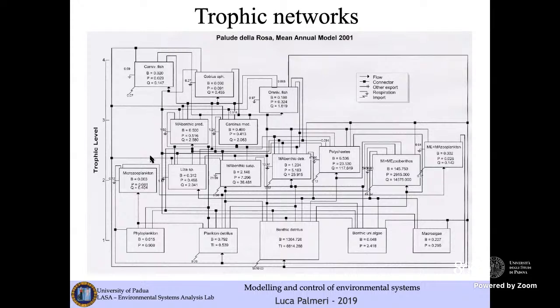And the displacement along the vertical of these boxes also gives information on the trophic levels of the various organisms participating in the trophic network. In particular, we start from the lowest trophic levels, that of phytoplankton or planktonic detritus or benthic detritus, and then we go progressively to higher trophic levels.